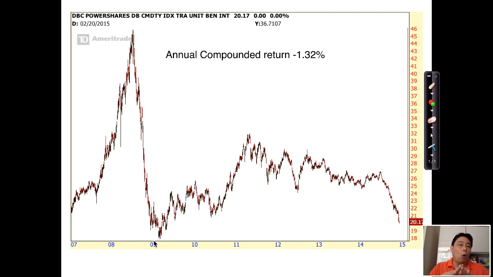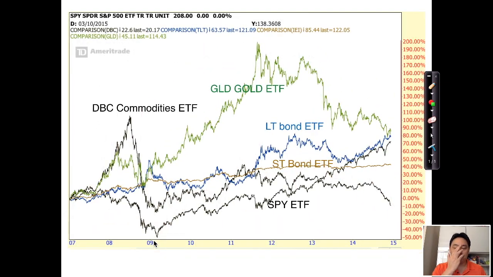So if you put all these ETFs together, you get something like that. Over that 7-year period, see the black one over here? This is the black one. That's the DBC, the commodities ETF. The green one is the gold ETF.